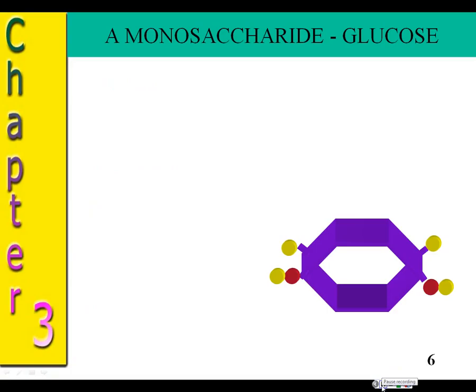Off, what had I drawn on the board? So what? A monosaccharide. Which monosaccharide was it? Which glucose? Which isomer? Alpha. Good. All right.